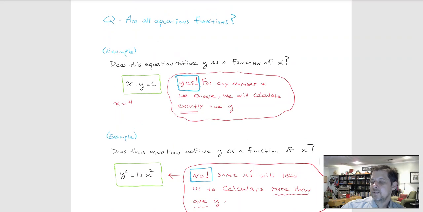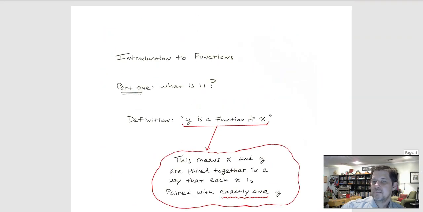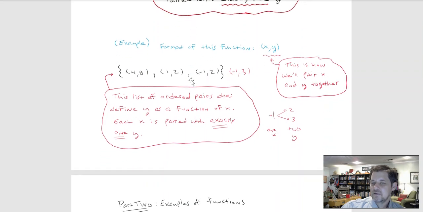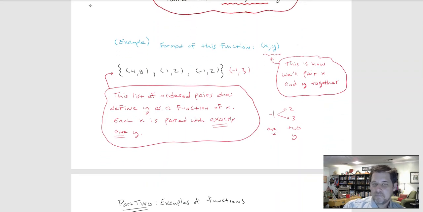Now real quick, one thing I didn't mention is, if a function pairs numbers together, those numbers could be paired arbitrarily like this.